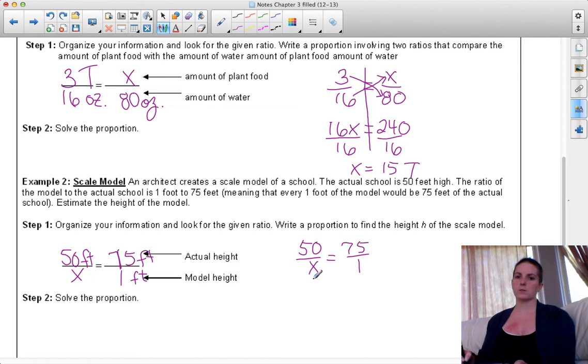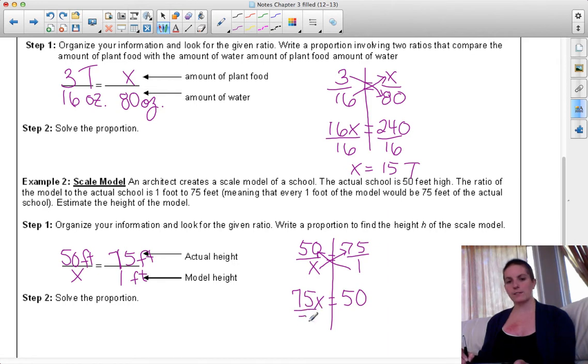This is one of those places where using a cross product is almost the only way we have to get this problem done. So we're not going to divide both sides by 50. That's just not a pretty way to go about this. x is in the denominator, so I'm going to use cross products. x times 75, because I like my variable on the left. You can do it however you want, to get 75x. 50 times 1 is 50.